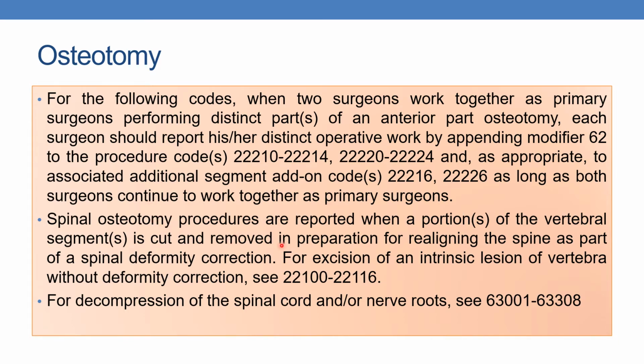Now, spinal osteotomy procedures are reported when a portion of the vertebral segment is cut and removed in preparation for realigning the spine as a part of spinal deformity correction. They are often combined or performed together with arthrodesis, deformity correction or spinal instrumentation, etc. So whenever a portion of the vertebral segment is cut and removed in preparation for realigning the spine as a part of spinal deformity correction, you need to use these codes separately.